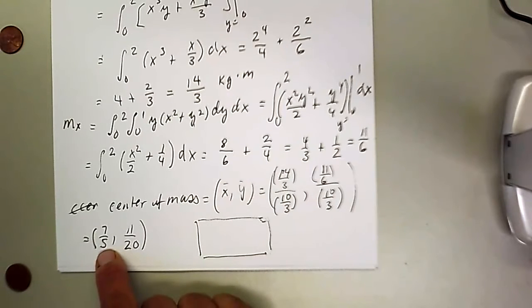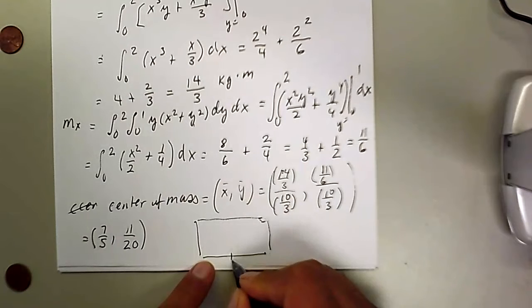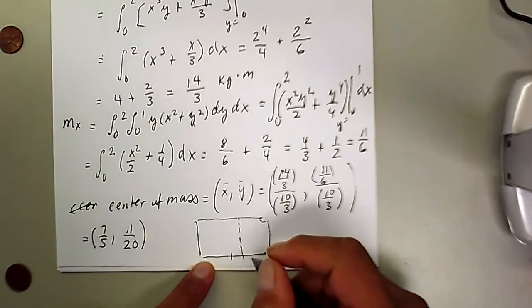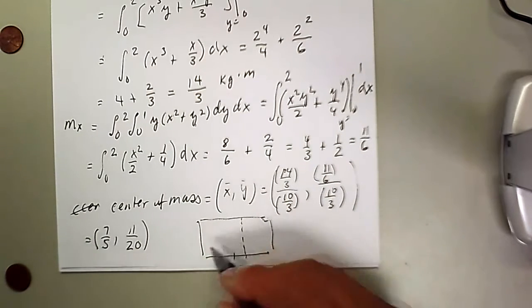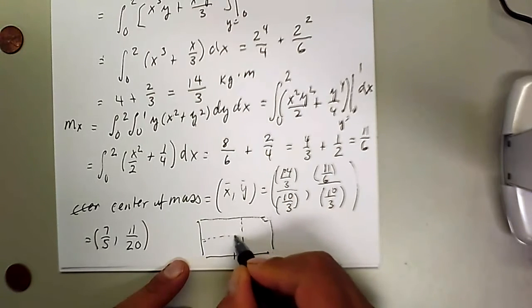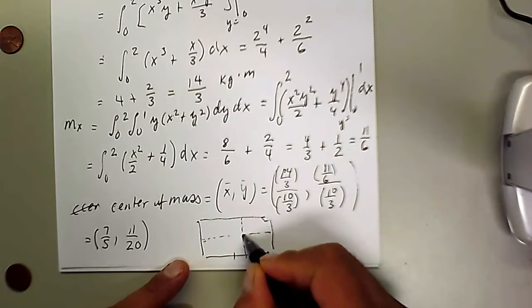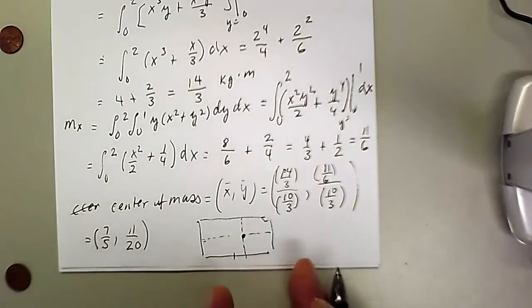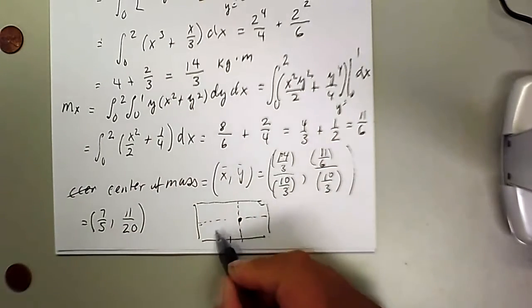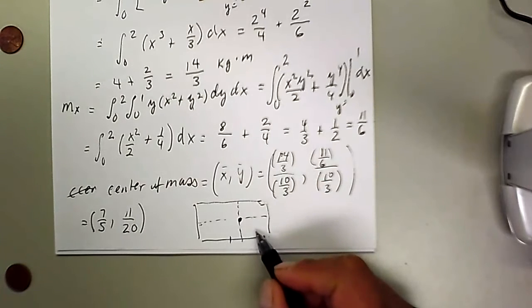So 7 fifths is 1.4. So if this is 1.4, it would be a little farther to the right. That would be where the x value of the center of mass is. 11 over 20 is just a little above the center, going up. So if this is the center, it is just a little bit above it. Okay, that's where the center of mass is: farther to the right and a little bit above where the actual center of the plate is.